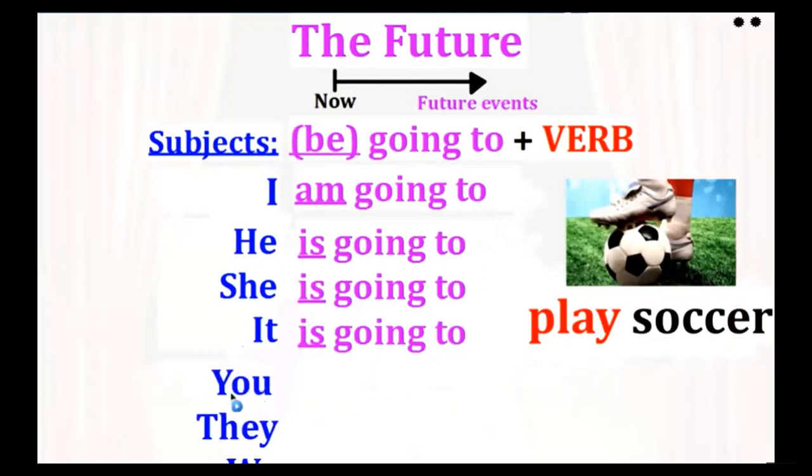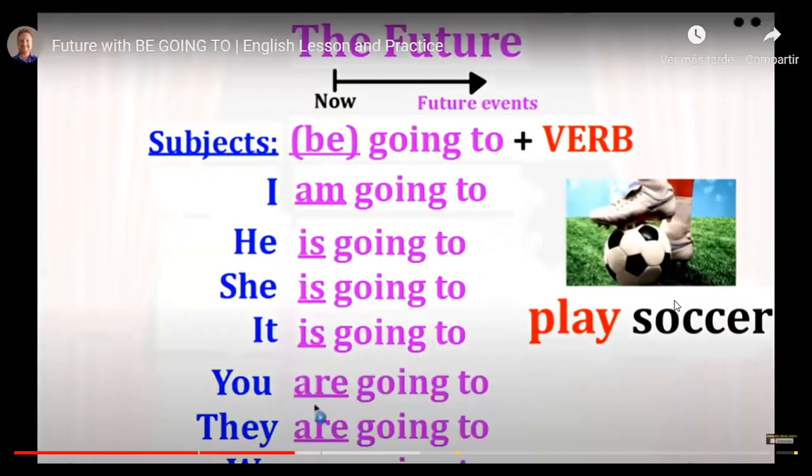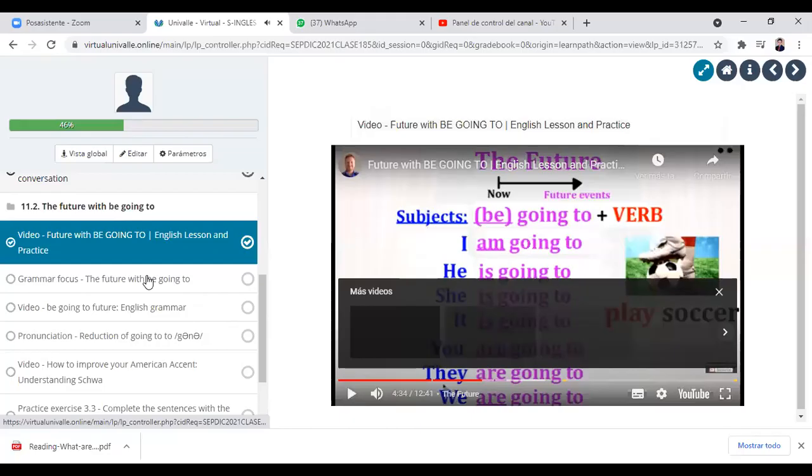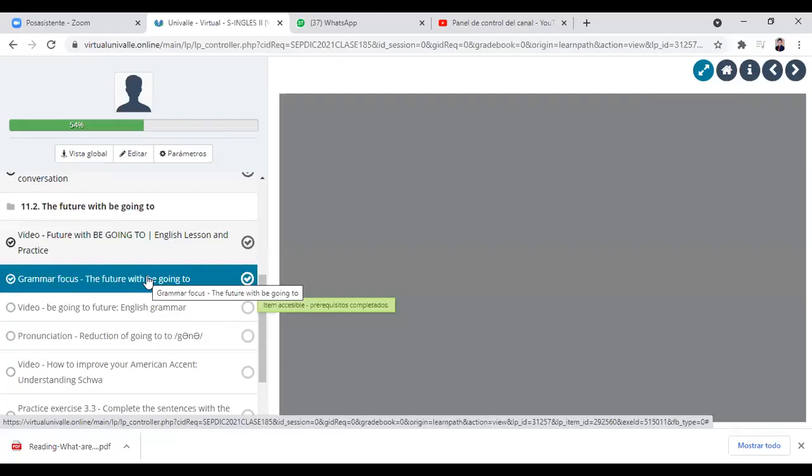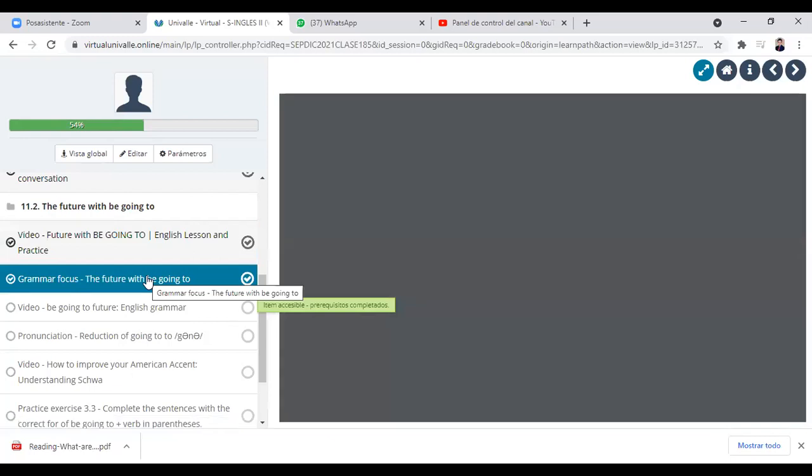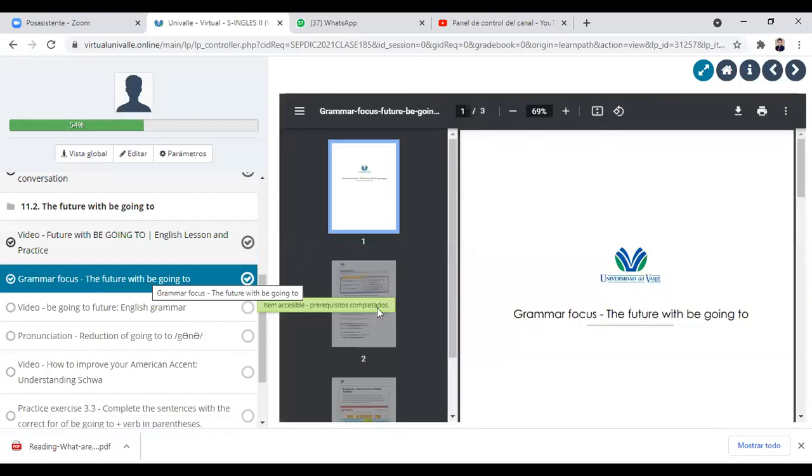Okay, so the only thing to remember is just to practice. The more you practice, the better you get. Now here we're going to have the grammar explanation about the usage of going to in English.